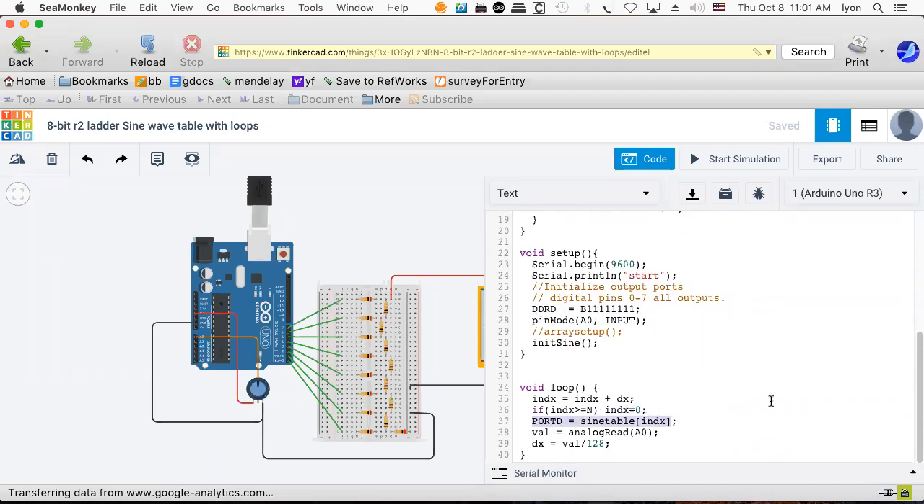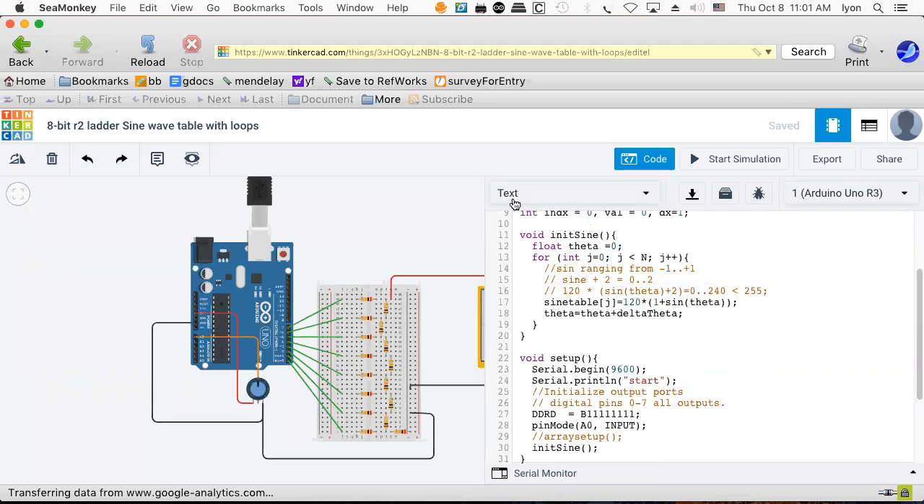The sine table was initialized using this little init function, and because we're doing an 8-bit D to A converter, we multiplied by 120 times whatever the value is in this parentheses. It'll probably range from something like 0 to +2. And so as a result, we ended up going out to perhaps 240.